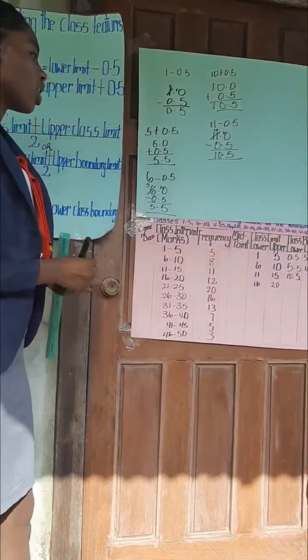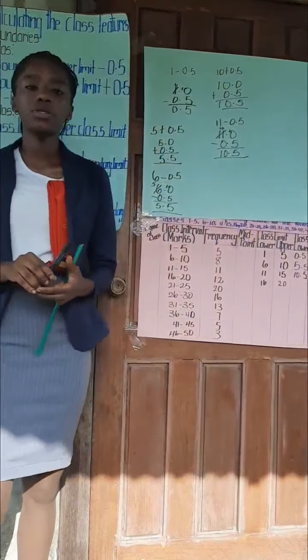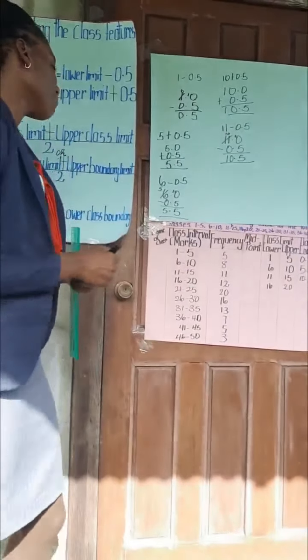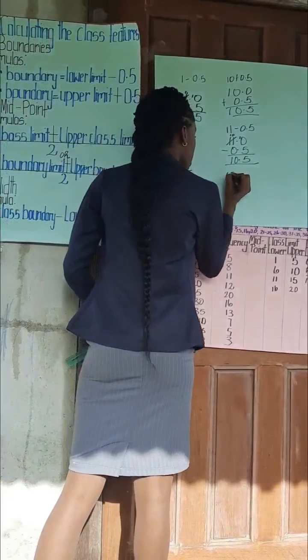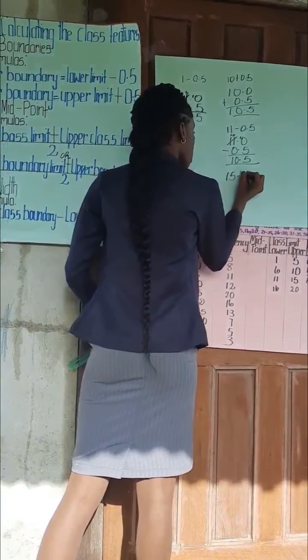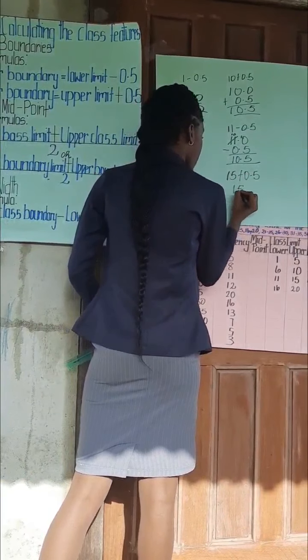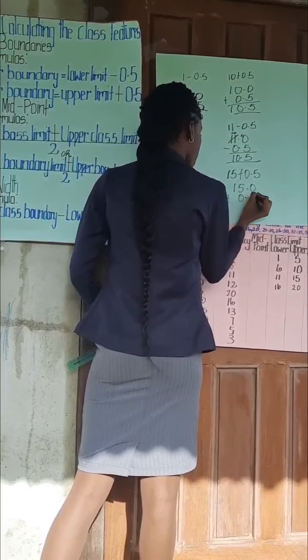And now we find the upper class boundary. We have to, yes, add 0.5 to 15. So it's 15 plus 0.5. 15.0 plus 0.5.